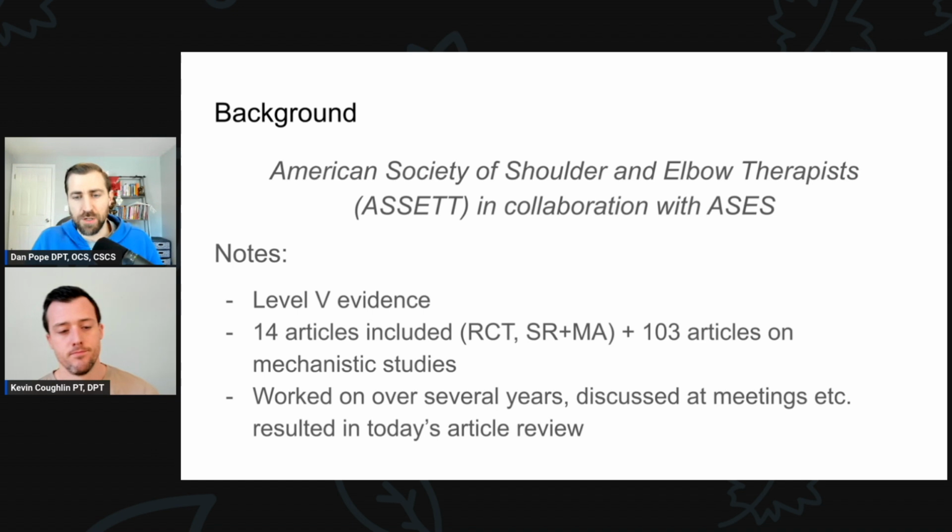I will put a link in the show notes because I did go over a lot of these questions, like when should we start range of motion? When should we start resisted exercises, so on and so forth. I try to answer some of this.